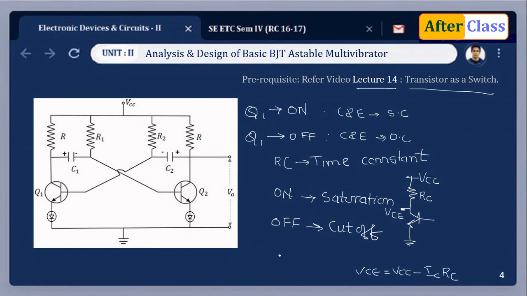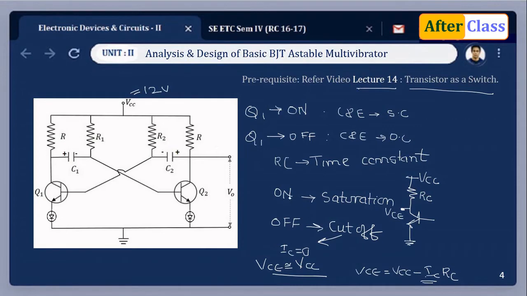The first condition is when the transistor is off. In this condition, the current passing through the transistor is 0, so we can write IC equals 0. If I substitute IC equals 0 in this equation, then what we get is, in cutoff condition, the output voltage VCE is equal to VCC. Typically VCC, depending upon the selection of transistor, varies from 6 to 18 volts.